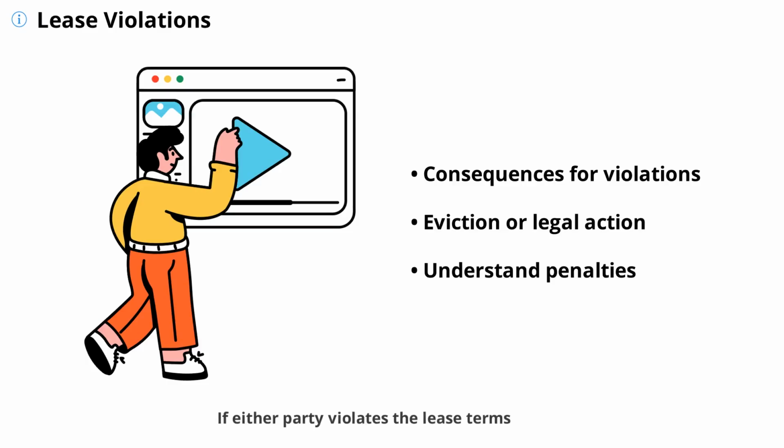If either party violates the lease terms, there can be serious consequences. For tenants, this might mean eviction or loss of the security deposit. For landlords, it could result in legal action or having to pay damages. Both sides should understand the penalties for violations and do their best to comply with the agreement.